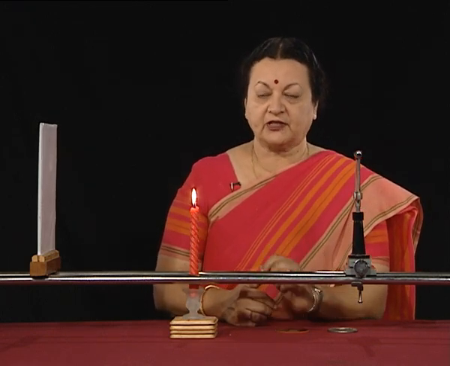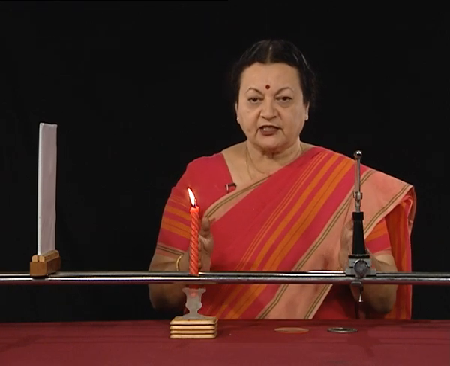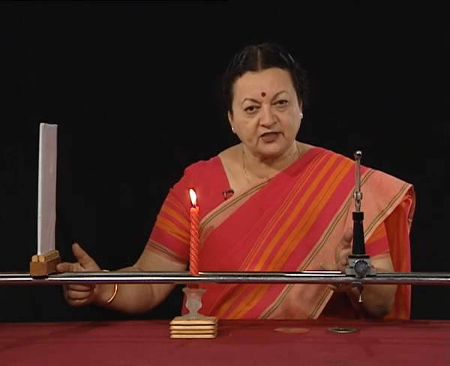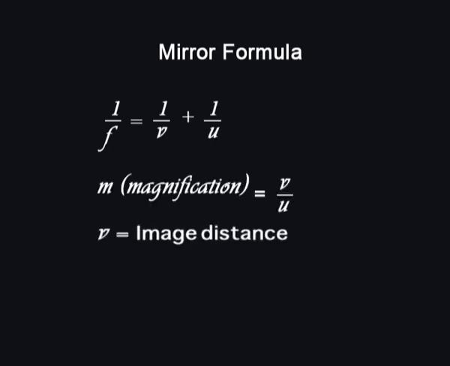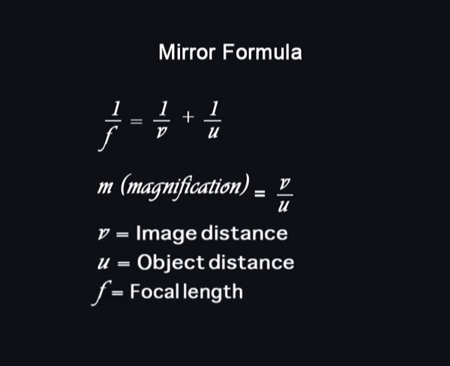So, what we must do is change this separation, find the value for image distance and use our formula 1 upon f is equal to 1 upon v plus 1 upon u, where v represents the image separation and u represents the object separation, and f is the focal length of this particular mirror.